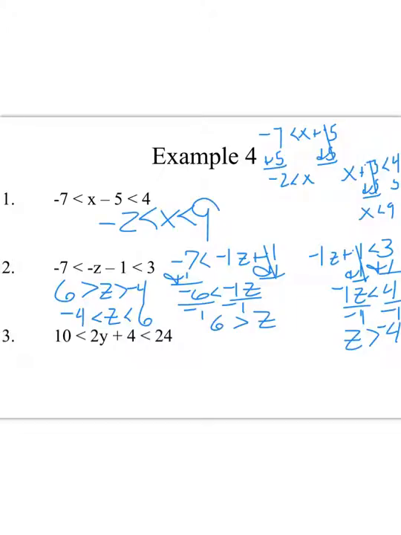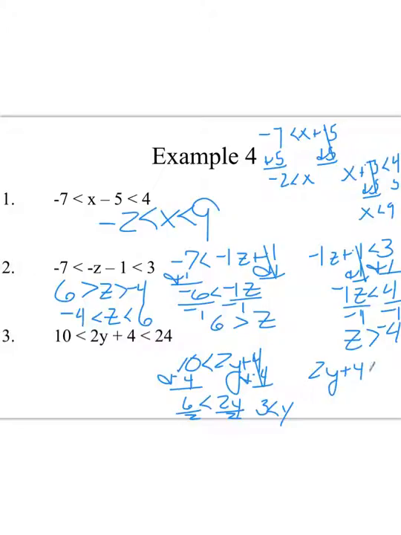Last one, 10 less than 2y plus 4. I'm going to add -4 to each side. 6 is less than 2y, divide each side by 2. 3 is less than y.